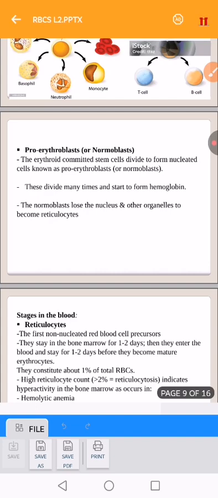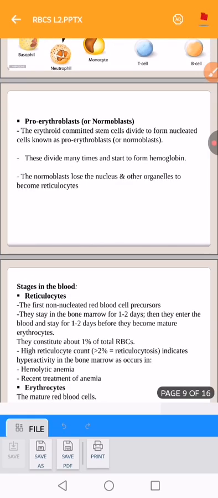Here we're going to start the stages in the blood. The reticulocyte stays in the bone marrow for 1 to 2 days. After that, it leaves the bone marrow and enters the circulation.